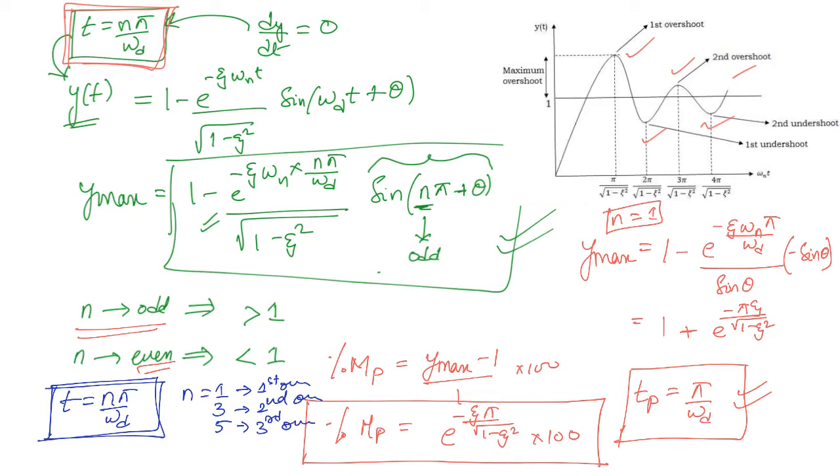And similarly, if you take even values of n, the first undershoot will occur at n is equal to 2. And at n is equal to 4, you will have the second undershoot. So like that, you can find out the time at which each overshoot occurs, and the number of the overshoot that occurs at each time.